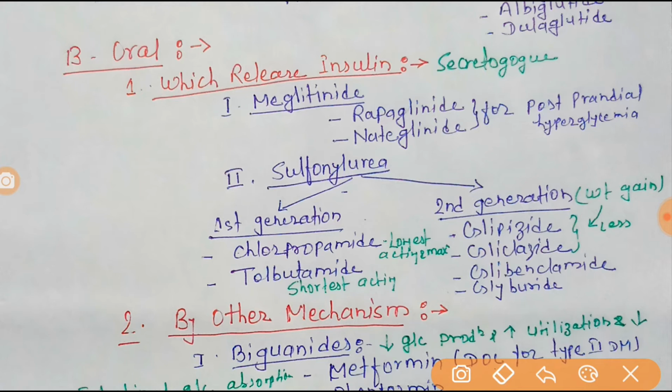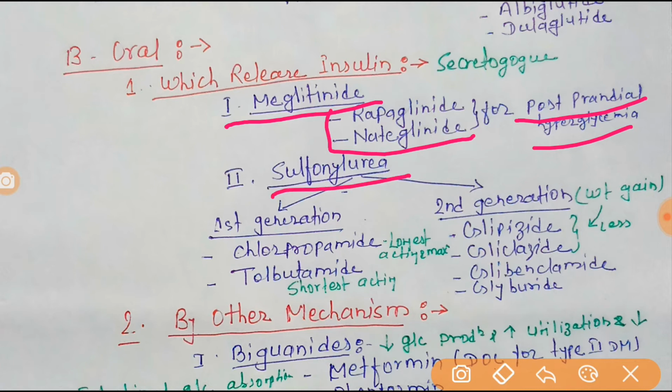First is the meglitinides. Meglitinides include repaglinide and nateglinide. Both are for postprandial hyperglycemia. Next one is the sulfonylureas.